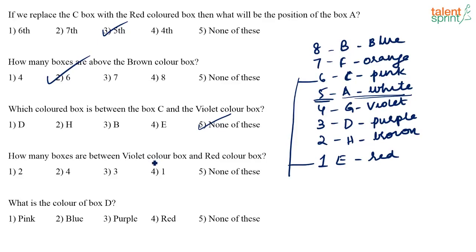How many boxes are there between the violet and the red colored box? There are 2 boxes between violet and red colored box. Option 1. What is the color of box D? It is purple in color.